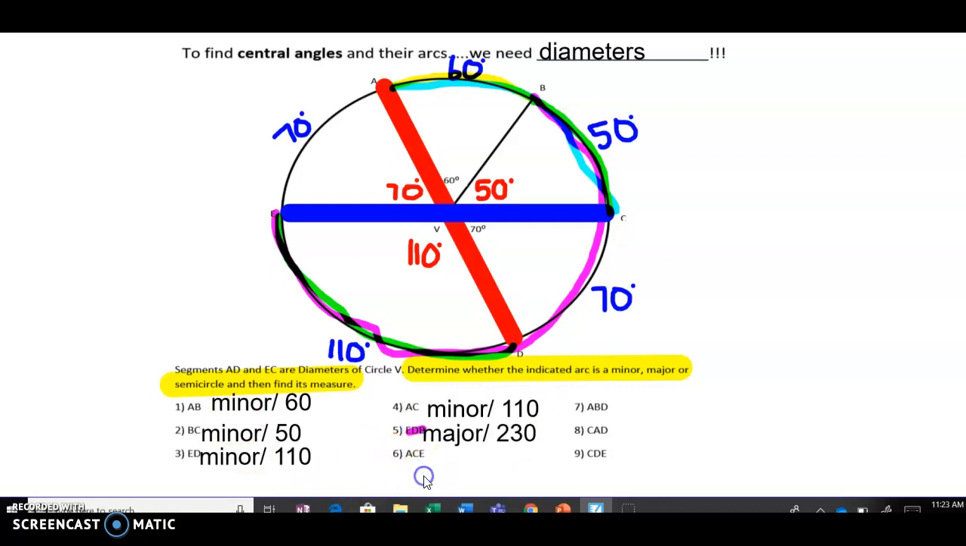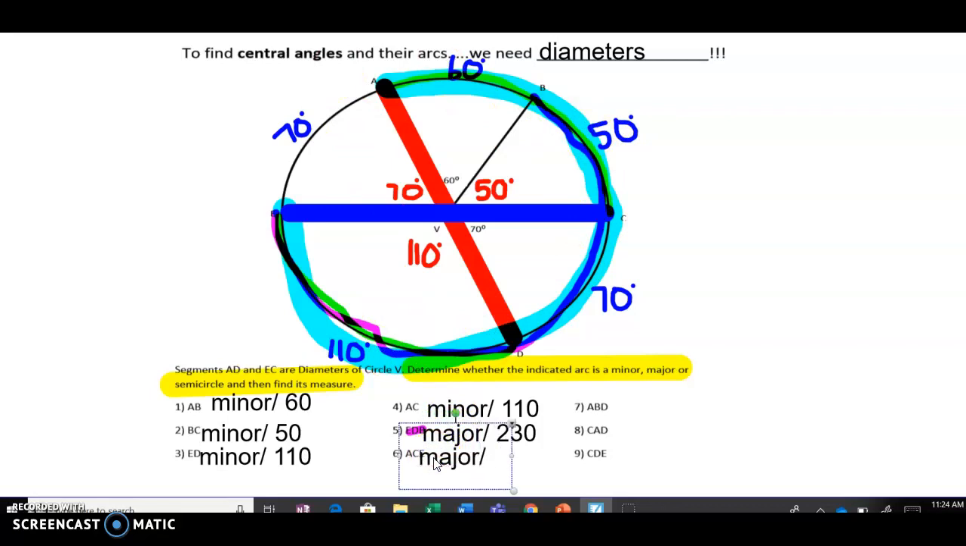The next one I have is ACE. So I'm going to start at A, and I have to go to C first, then E. So I'm going to take my highlighter, and I'm just getting a little more colorful here. But from A to E, that means that I had to go through all 4 of these sectors. I could not go the other way because I would have gotten to E first, and because of this order, it tells me I had to go to C first. So this is a major, and this is going to be 290 degrees.